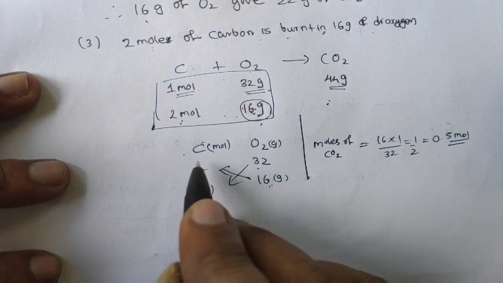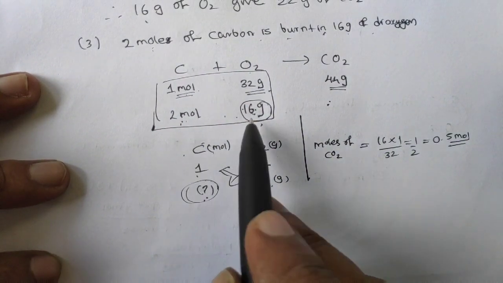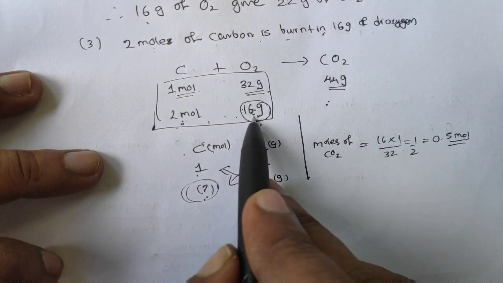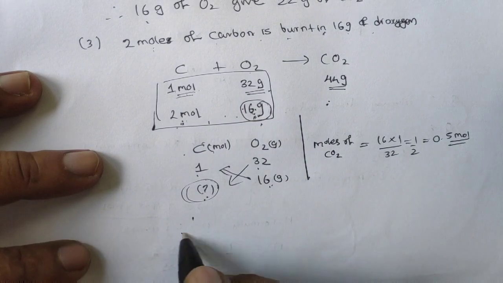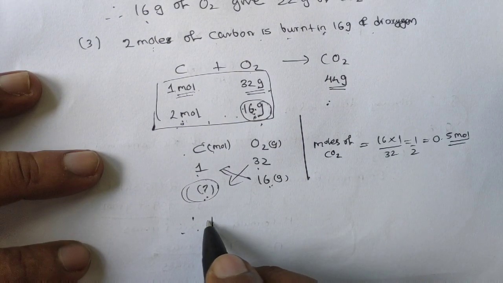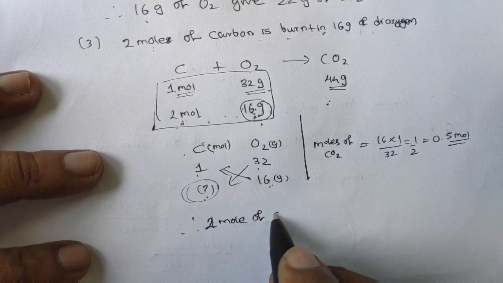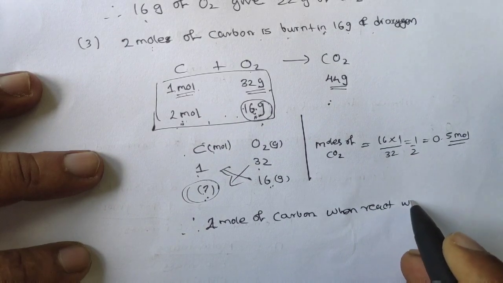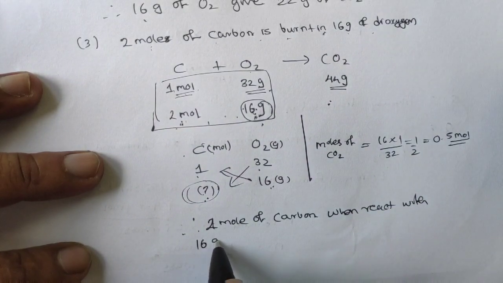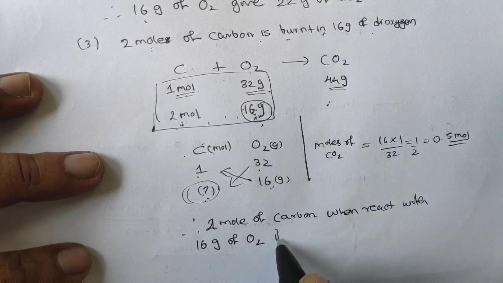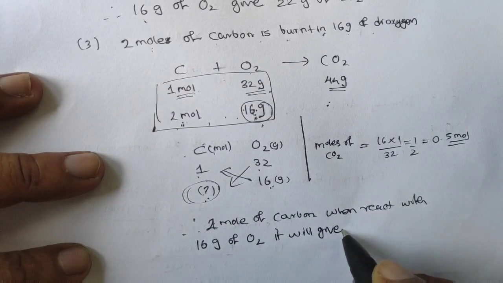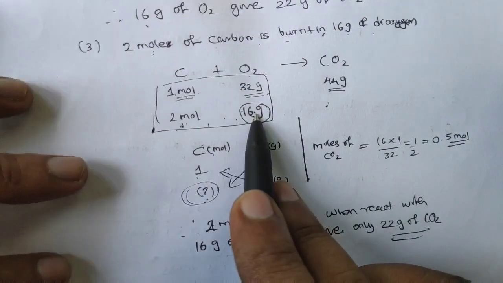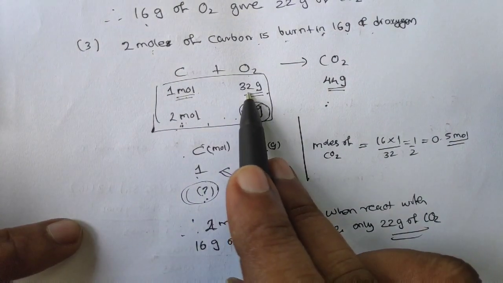Understood? It means for 16 gram, only 0.5 mole of carbon is required, but here it is 2 mole, which is of no use because oxygen is limiting, it is the least. Therefore 2 mole of carbon, when it reacts with 16 gram of oxygen, will give only 22 gram of CO2. Understood? Because oxygen is the limiting reagent. The actual required amount is 32 grams.